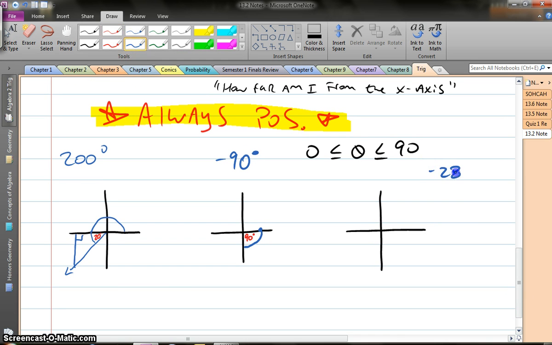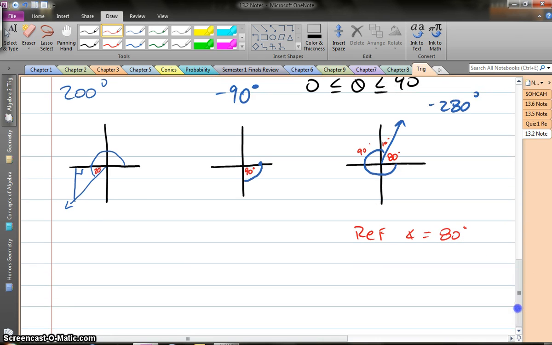All right, and over here, let's go negative 280 degrees. So we start here. We got 180, right? We got 90, so that's 270, and then 10 more. So how far are we from the x-axis here? Well, we're 80 degrees because we went 10 here and 90 here. So my closest distance to the x-axis would be 80 degrees. All right, so here my reference angle is 80 degrees.